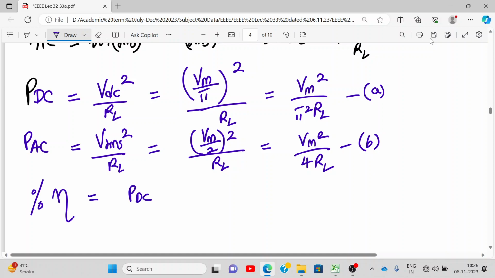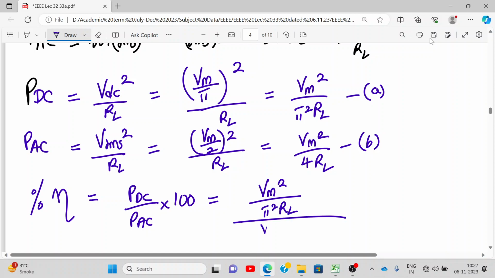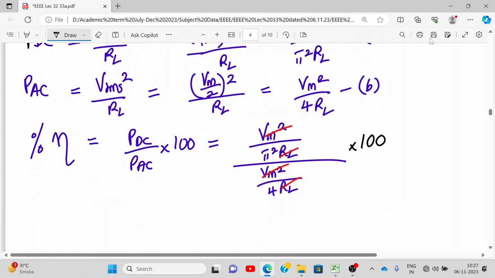So PDC upon PAC into 100 we have to do. So how much is that? Vm square upon pi square RL divided by Vm square upon 4RL. So tell me which quantities get cancelled? First of all Vm square, then RL gets cancelled. What is left out? Into 100. What is left out? 4 by pi square into 100.